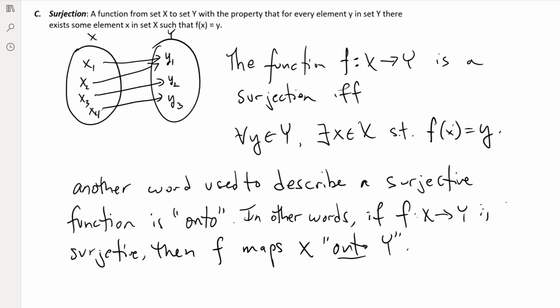That is basically saying that every element of the codomain, every element of the range, is accounted for by some element in the domain. So every element that you look at in the range, there is a corresponding element of the domain that maps onto that value.